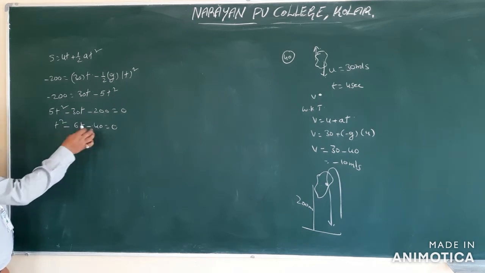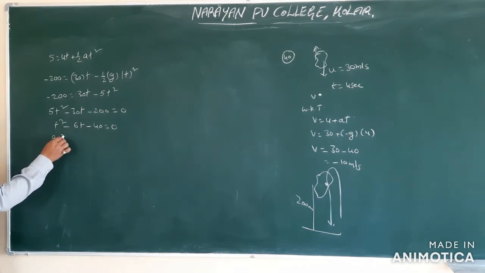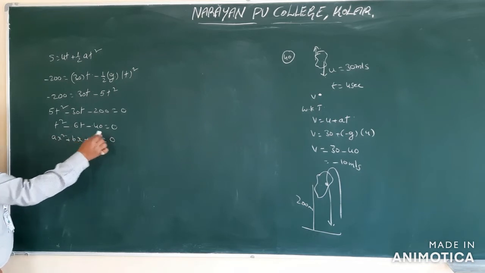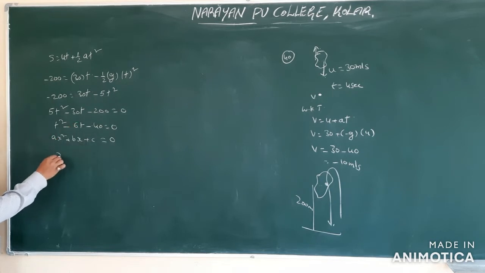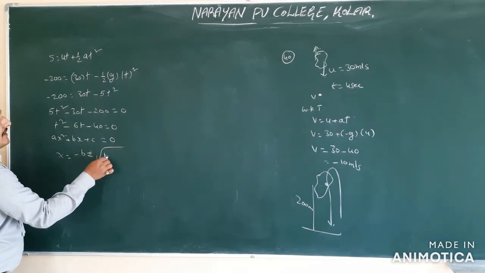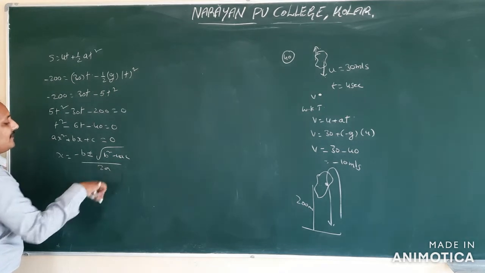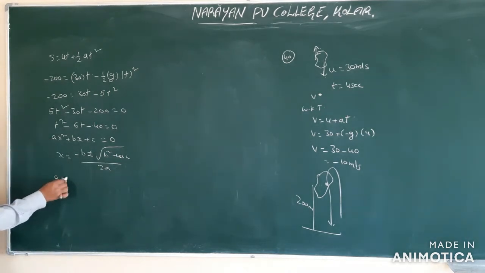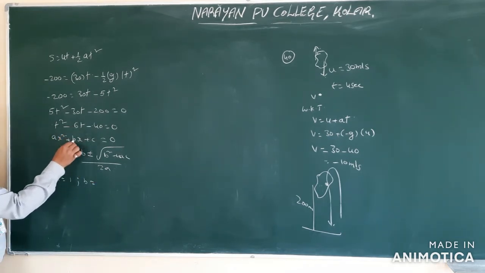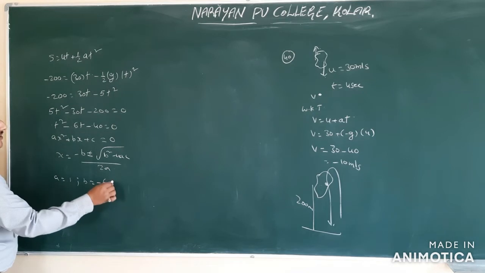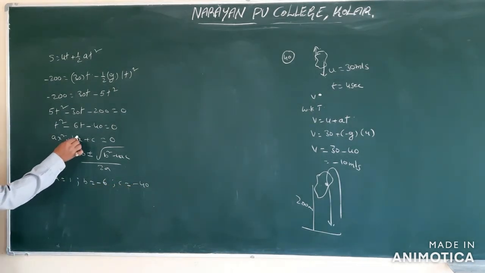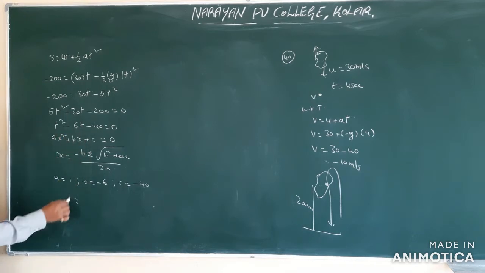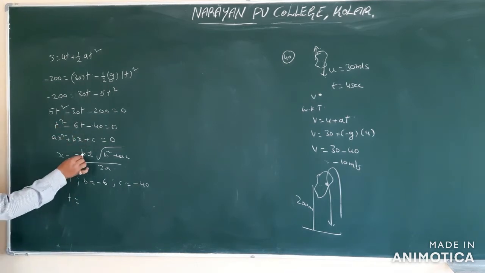Now we have to compare this equation with ax square plus bx plus c equals 0. In place of x we have t. So x is equal to minus b plus or minus root b square minus 4ac by 2a. Here the a value is 1 because nothing is there. The b value, if you compare the two, is minus 6. The c value is minus 40. So substitute. In place of x, what is there? t. We have to find only t in the problem. So t is equal to minus b.